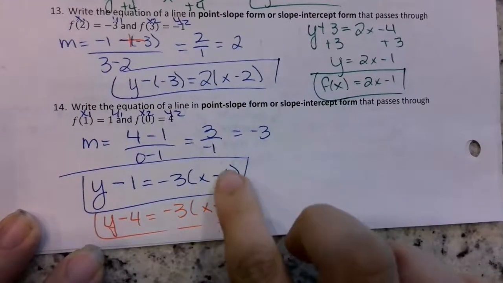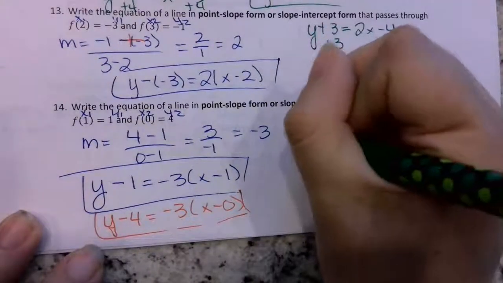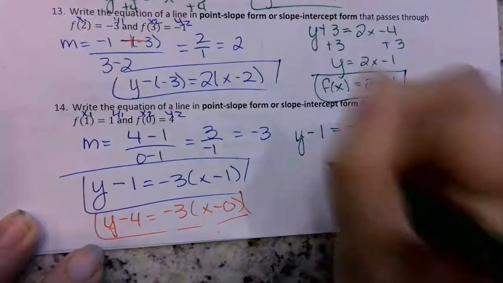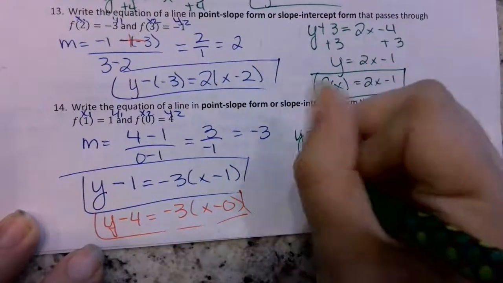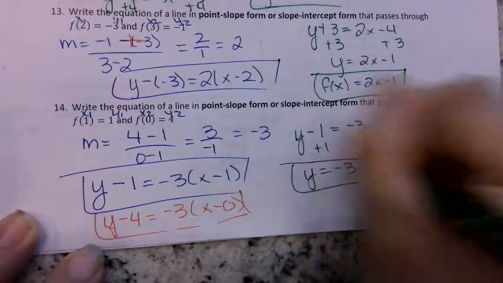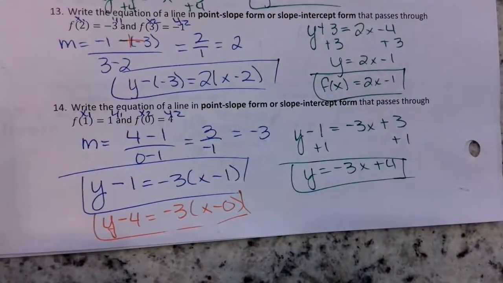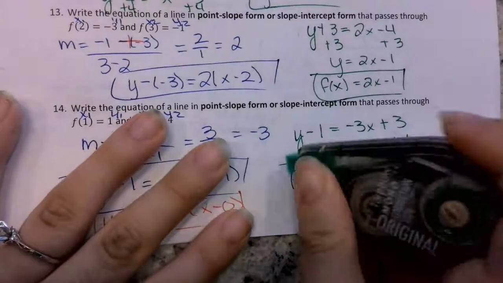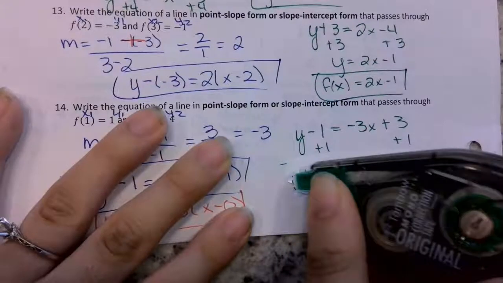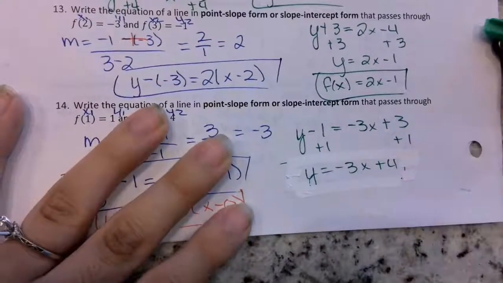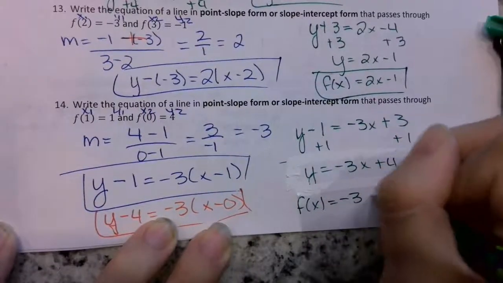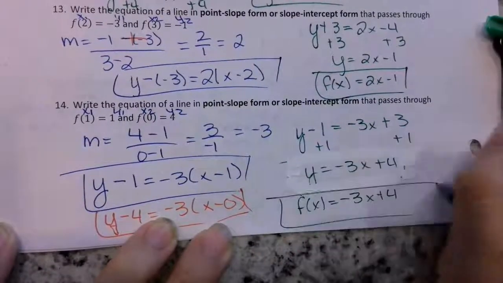And if I go ahead and simplify, I'm going to do the blue one. So I have y minus 1 equals negative 3x plus 3. If I add 1 on both sides, I get y equals negative 3x plus 4. And that would be the same thing if I simplified the red equation. All three of those, not this one. Just kidding, because I forgot to write it as f of x. But all three of these equations are the same thing, and all three of them would be graded correctly on Canvas. So f of x equals negative 3x plus 4. Okay.